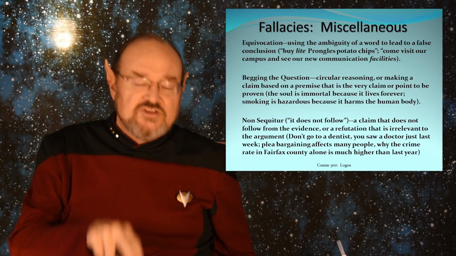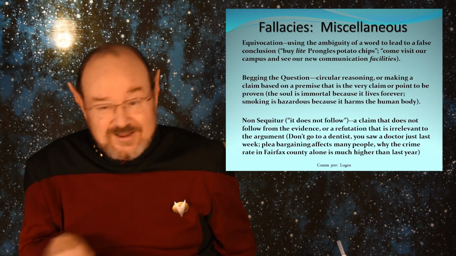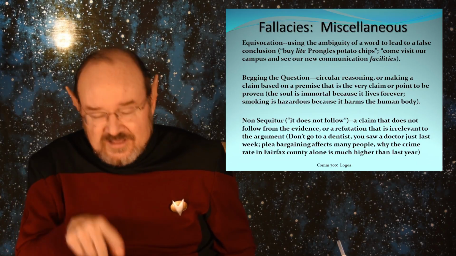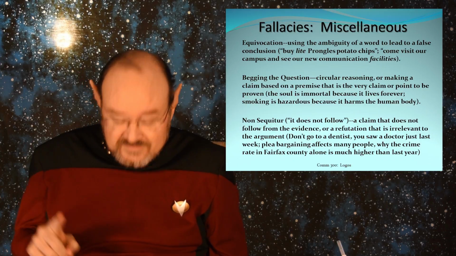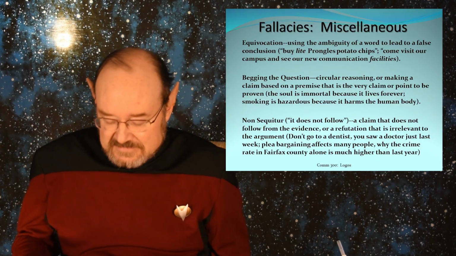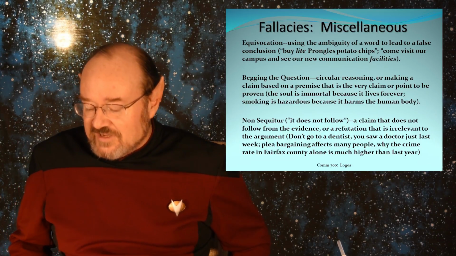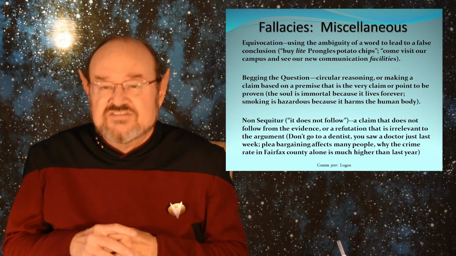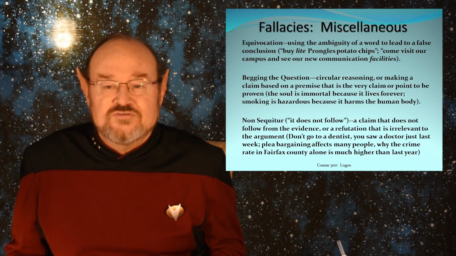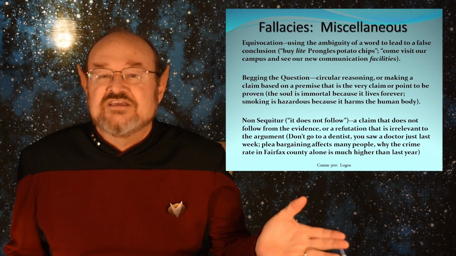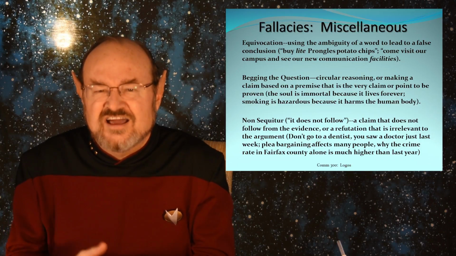Begging the question is when the claim is actually a restatement of the claim. You don't offer any evidence of the claim, you just restate it. So begging the question is circular reasoning. The soul is immortal because it lives forever. Right? And then a non sequitur, just does not follow. A refutation that has no relevance or meaning. So, don't go see a dentist. You went to see a doctor last week. Right? It's like, huh? That's non sequitur. It does not follow.